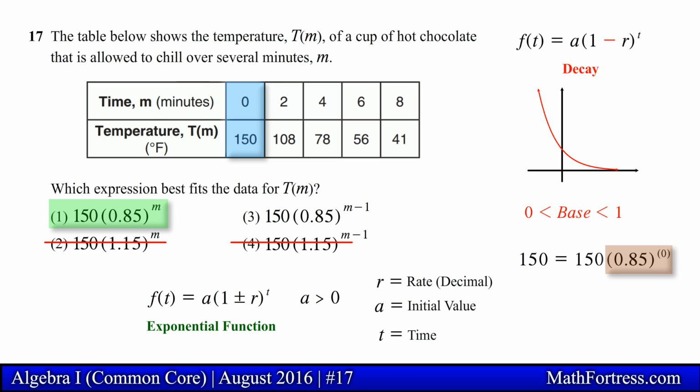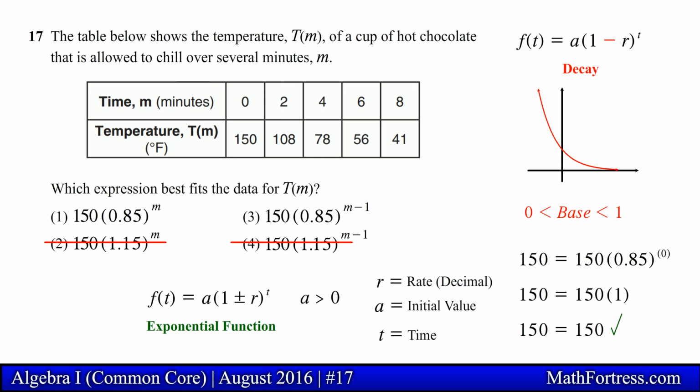We also need to remember that a number other than 0 raised to the power of 0 is equal to 1. Simplifying the expression, we obtain 150. So this point yields a true statement. So we can conclude that option 1 is our answer.